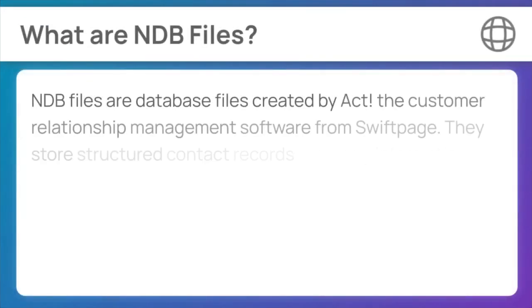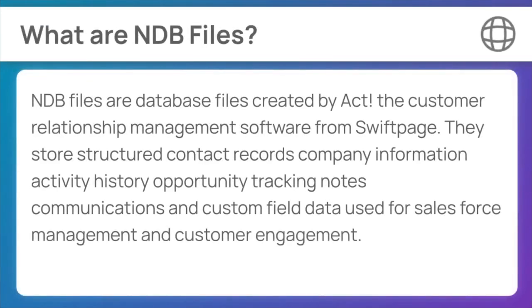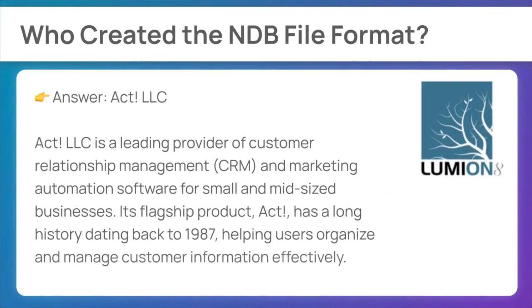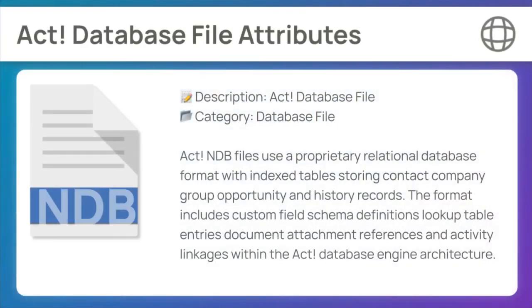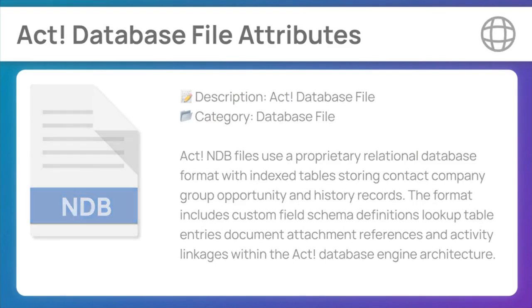NDB files are database files created by ACT, the customer relationship management software from Swiftpage. They store structured contact records, company information, activity, history, opportunity tracking, notes, communications, and custom field data used for sales management and customer engagement. ACT NDB files use a proprietary relational database format with index tables storing contact, company, group, opportunity, and history records. The format includes custom field schema definitions, lookup table entries, document attachment references, and activity linkages within the ACT database engine architecture.